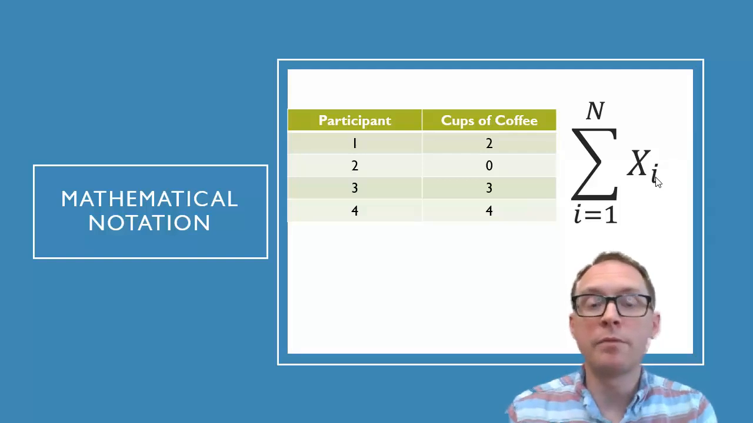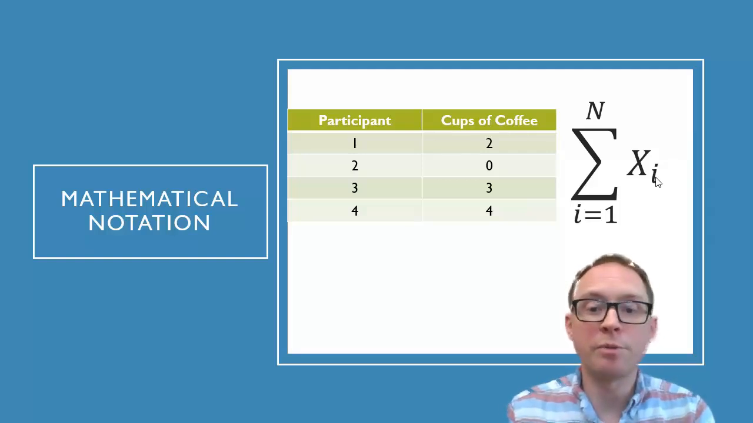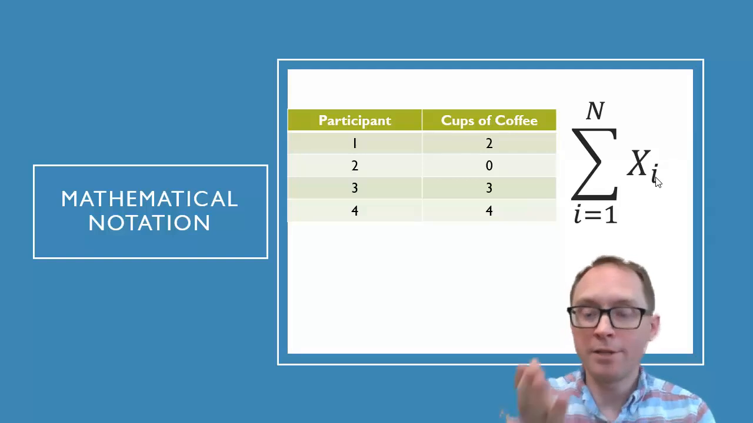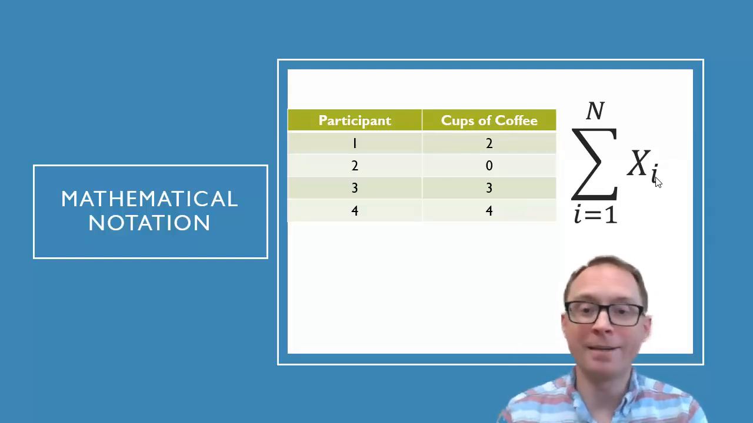Well, the sum of the cups of coffee would be 2 plus 0 plus 3 plus 4. So 2 plus 0 is 2, plus 3 is 5, plus 4 is 9. So the answer to this would be 9. We're just adding them up. It just says add them up. Okay.